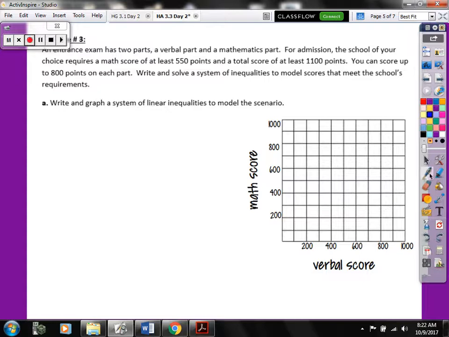All right, so based on the way that you can see that I already set up the graph, I'm letting X be the verbal score. So let's just jot that down. So that's the score you're going to receive on the verbal portion of the exam. And I've let the Y equal our math score.